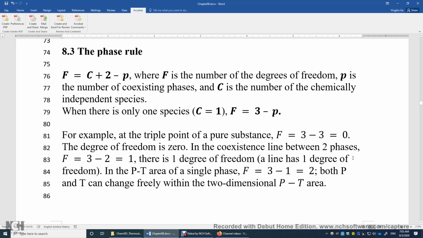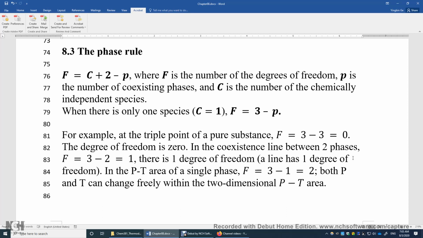Section 8.3, the phase rule. It's a very simple equation. It's F equals C plus 2 minus P. F is the number of the degrees of freedom. P is the number of coexisting phases. And C is the number of chemically independent species.